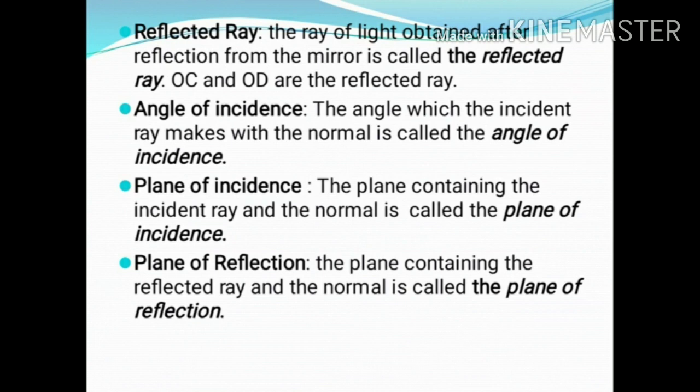Angle of incidence. The angle which the incident ray makes with the normal is called the angle of incidence. Plane of incidence. The plane containing the incident ray and the normal is called the plane of incidence. Plane of reflection. The plane containing the reflected ray and the normal is called the plane of reflection.